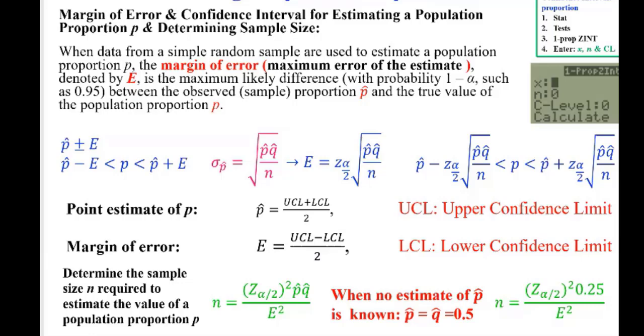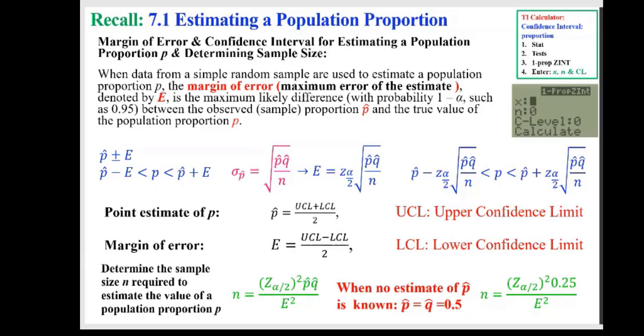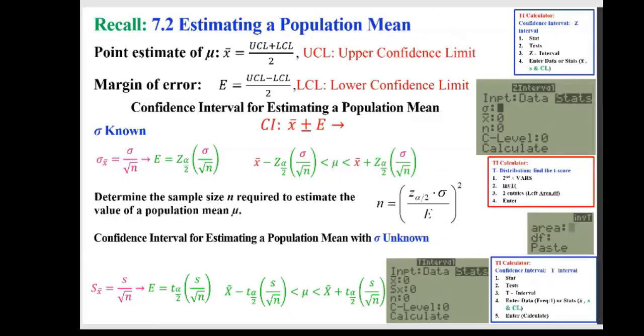To calculate the n, we have the formula z squared p hat q hat over E squared, where p hat and q hat we take them to be equal to 0.5 if we don't know anything about p hat. In the case of a population mean, two things happen. Either sigma is known, in which case E becomes z alpha over 2 sigma over square root of n, and we add and subtract it from x bar.